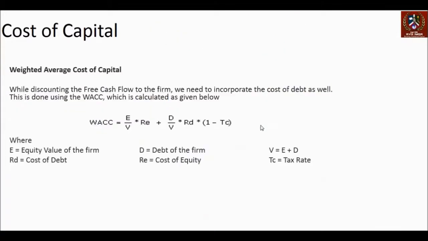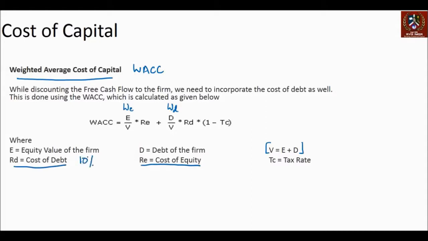Now let's evaluate the formula once again. That's what the formula says: weighted average cost of capital, commonly referred to as WACC. WACC is calculated by weight of equity, that's equity by value, into RE, plus weight of debt, that's debt by value, where value is nothing but equity plus debt, into RD into (1 minus the tax rate), right? So RE here is the cost of equity, RD here is the cost of debt.